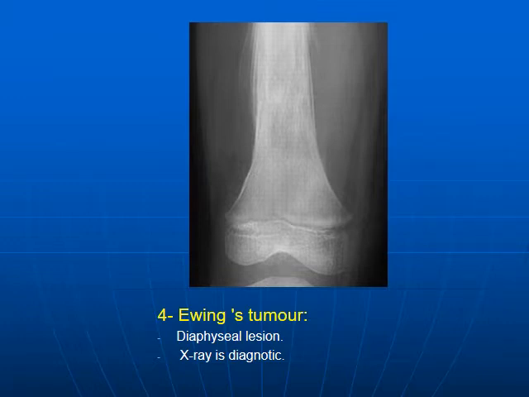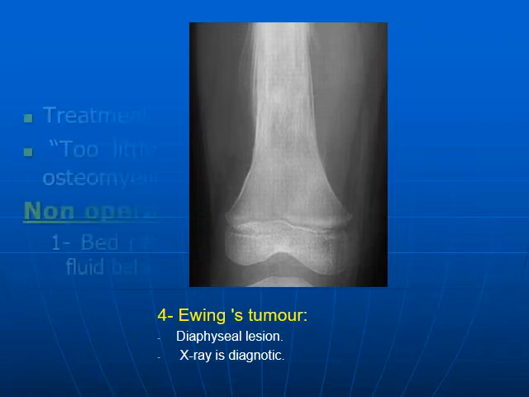Another important differential diagnosis is Ewing tumor. In Ewing tumor, the lesion is diaphyseal. We mentioned before that the lesion in acute hematogenous osteomyelitis is metaphyseal, but in Ewing tumor it is diaphyseal, and you can find in the X-ray other stigmata of Ewing tumor like the onion peel appearance.